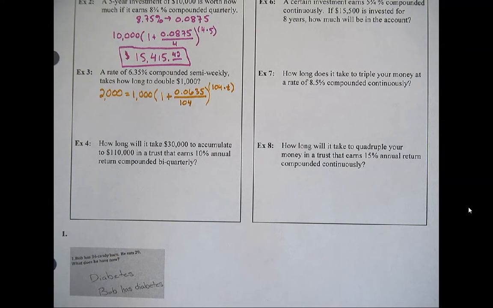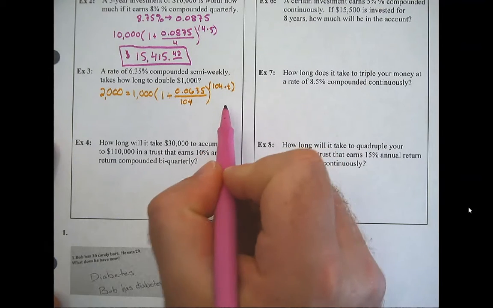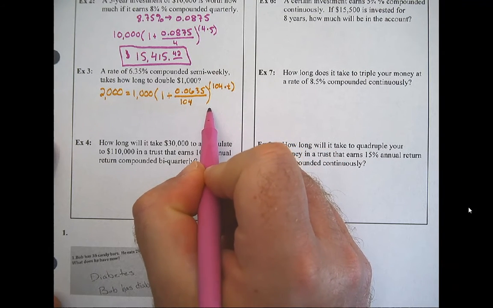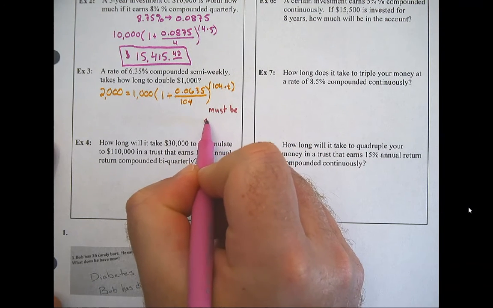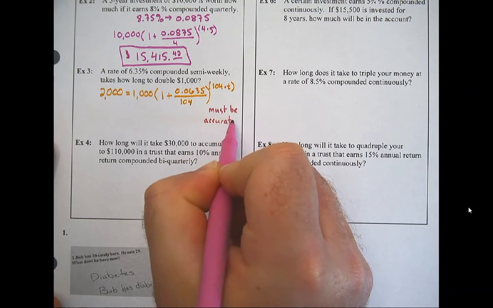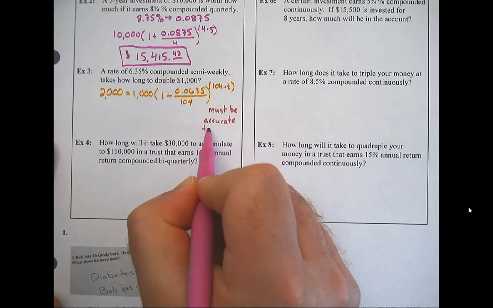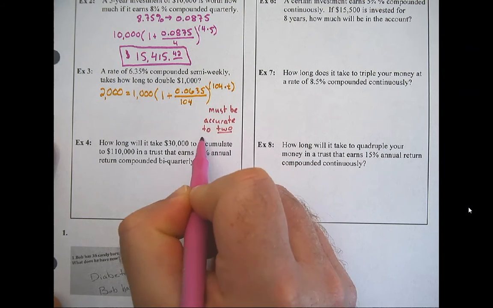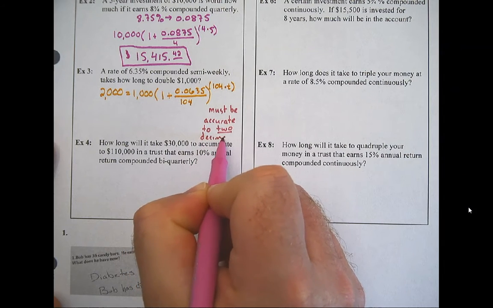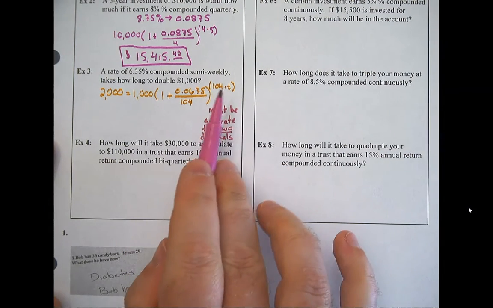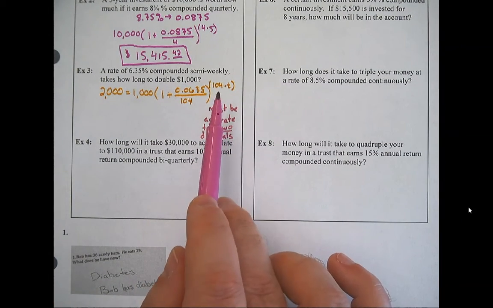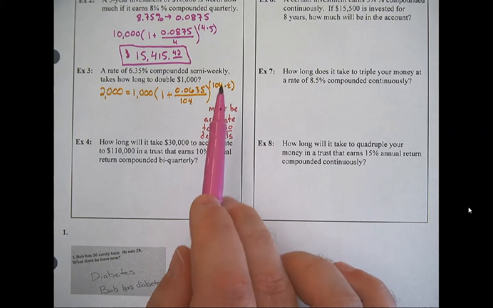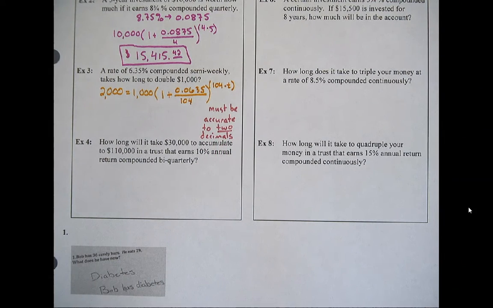But I want to write one note that I want you to remember. T must be accurate to 2 decimals. So we're going to play guess and check on our calculator. We could get as specific as we want to be, but I want you to get specific to exactly 2 decimal places, no more, no less.